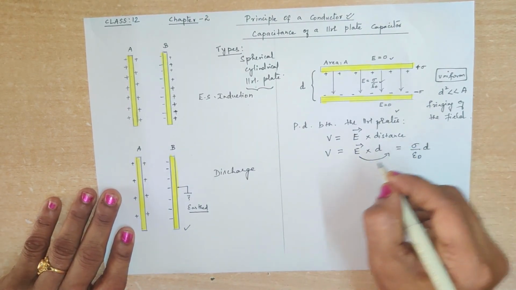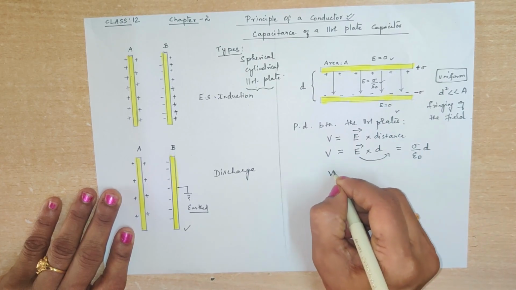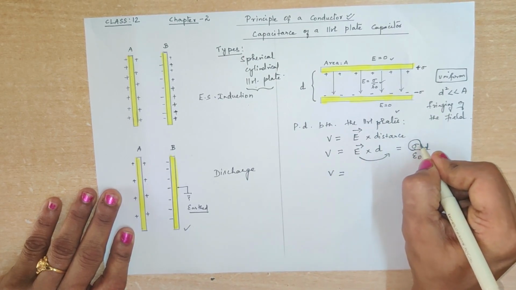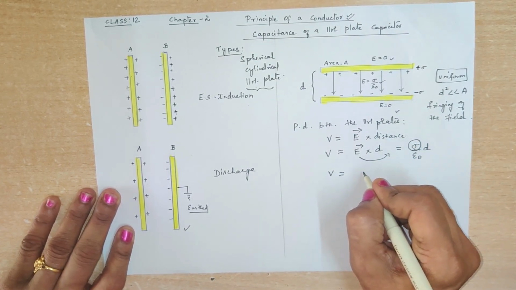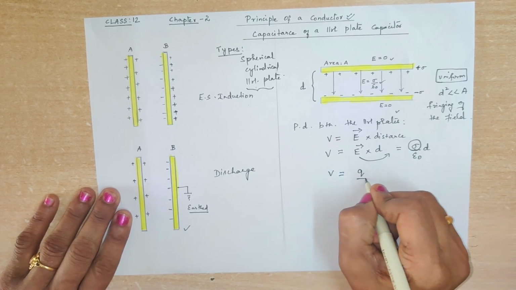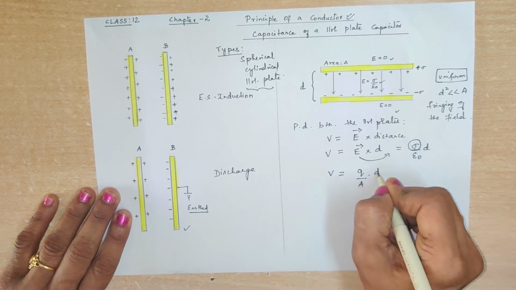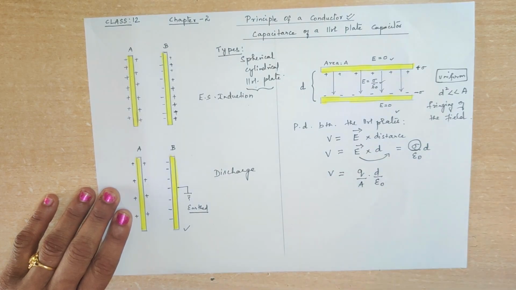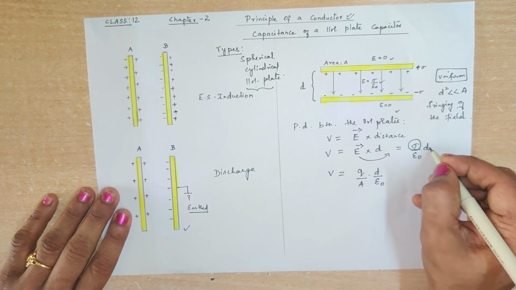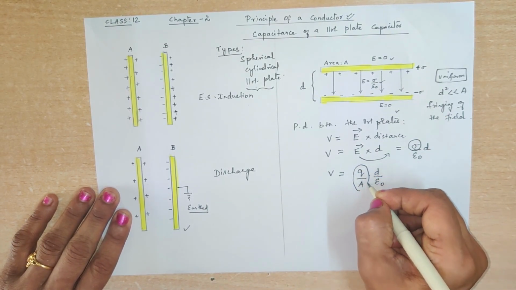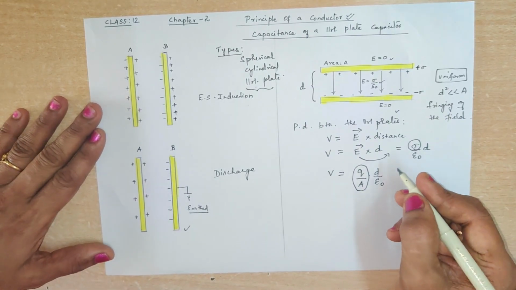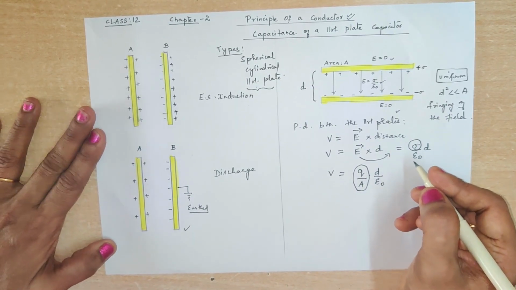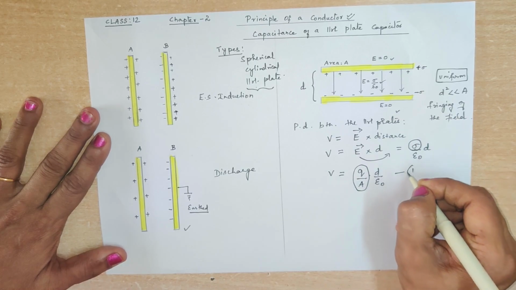Therefore, we can also write this sigma in the next step. For the sigma value, the charge density can be written as Q by A. So V is Q by A, d upon epsilon naught. That is, sigma by epsilon naught d, with Q by A for the sigma value. And therefore, this is the expression for the potential difference.